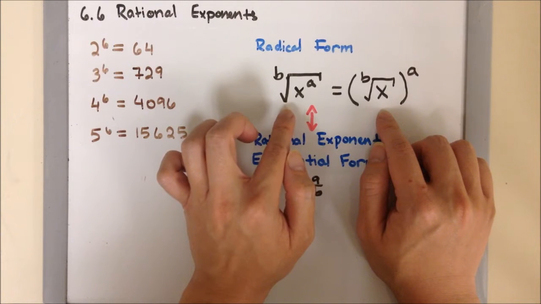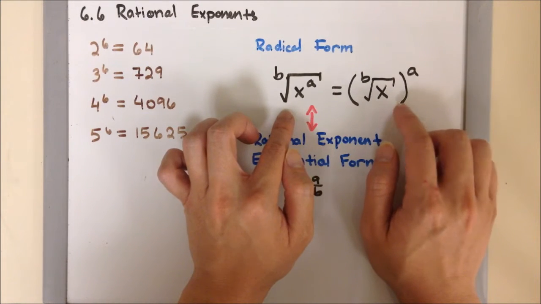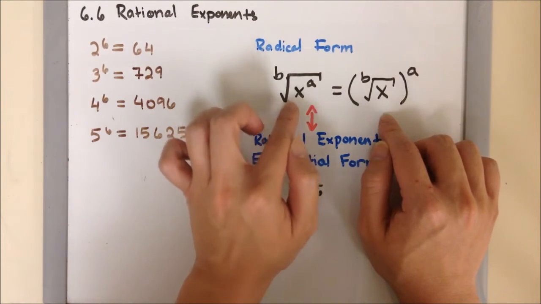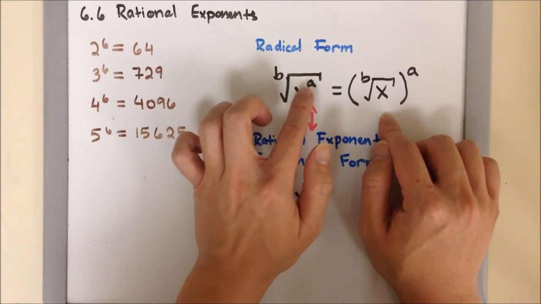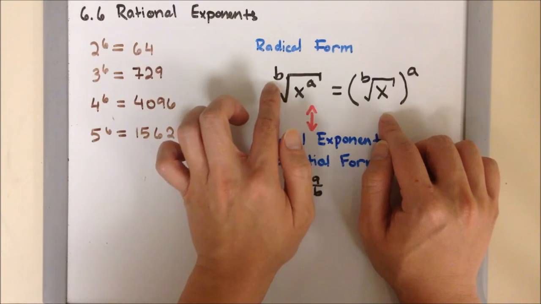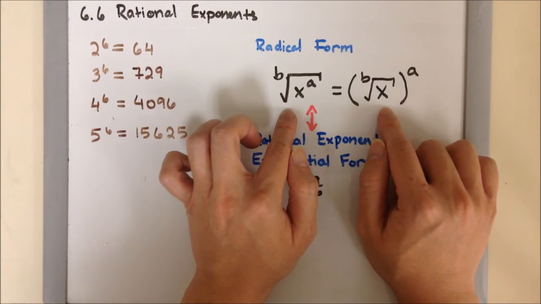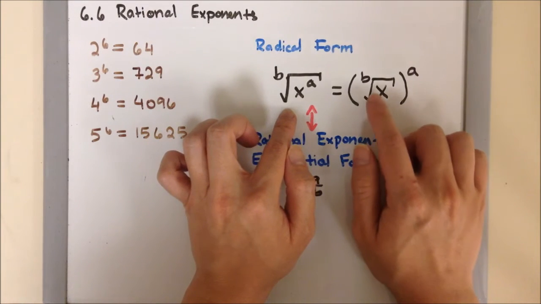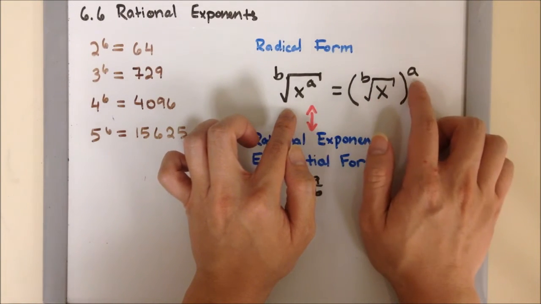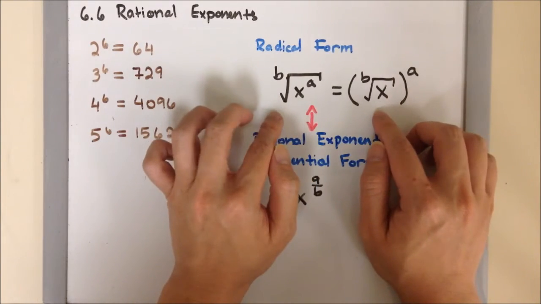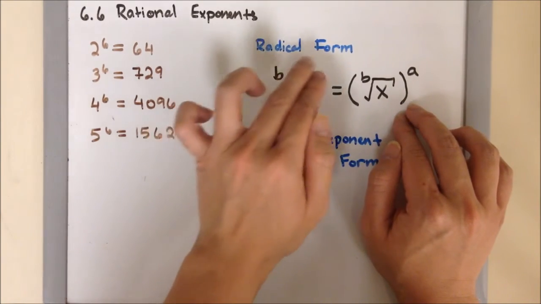But the way I said it is that the one on the left is that if you start off with a small number, you power by a and then do the b root. The one on the right, if you start off with a big number, then you would do the b root first and then power by a. Now, these two forms are for the radical form.